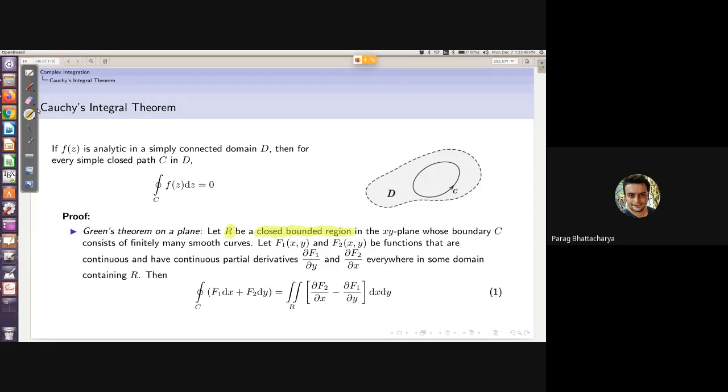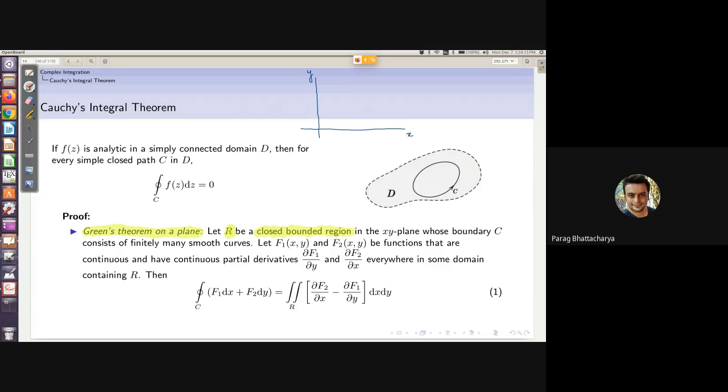This result, Green's theorem, like I said, comes from your vector analysis. Green's theorem on a plane. Plane means we have the x-axis and y-axis. Remember, we are not talking about the complex plane. This is any plane, x and y. Then R is a closed bounded region.